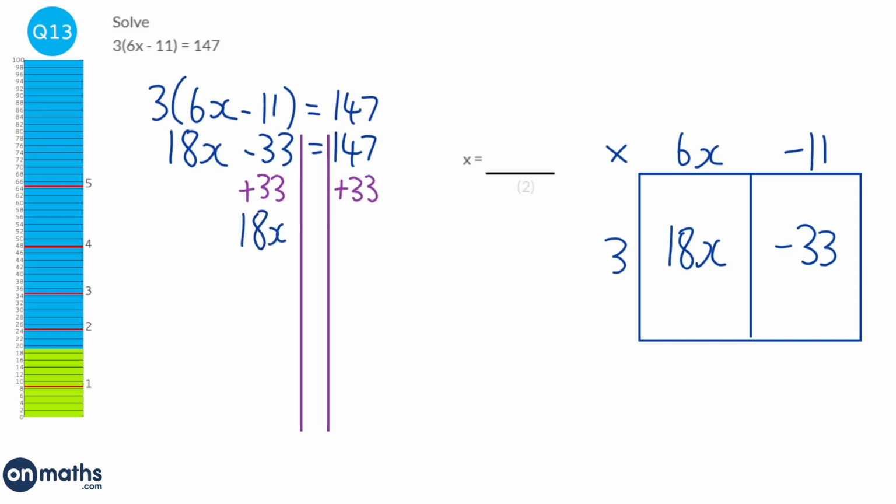We're left with the 18x on the left hand side because we've got rid of the minus 33. And on the right hand side, we've got 180. Next, we want to get rid of this times 18. So we're going to do that by dividing both sides by 18. On the left hand side, we're left with our x. On the right hand side, we're doing 180 divided by 18, which is 10. So our answer is x equals 10.